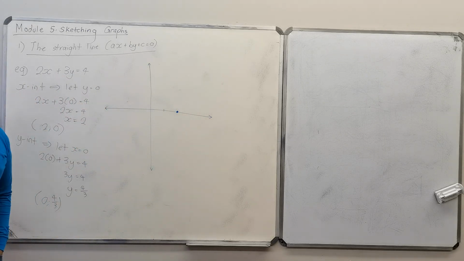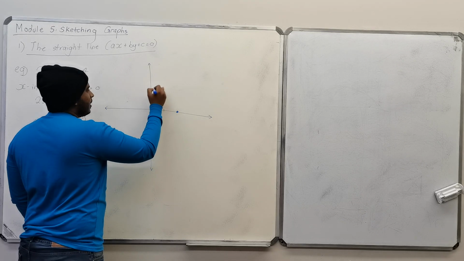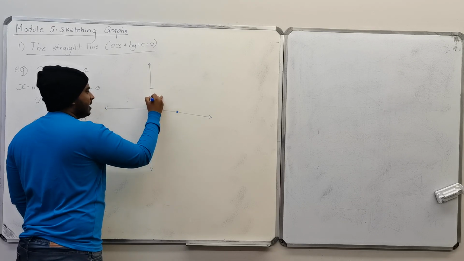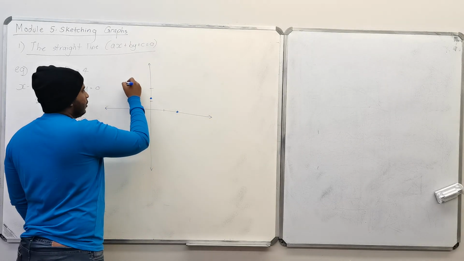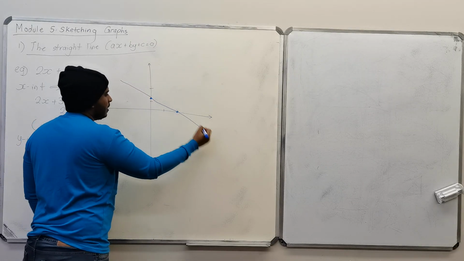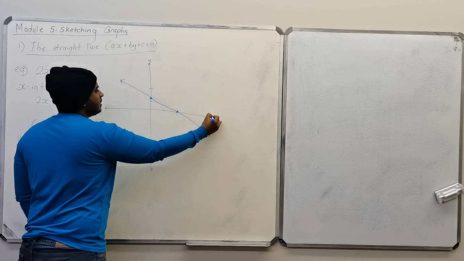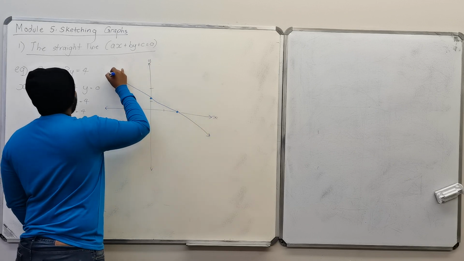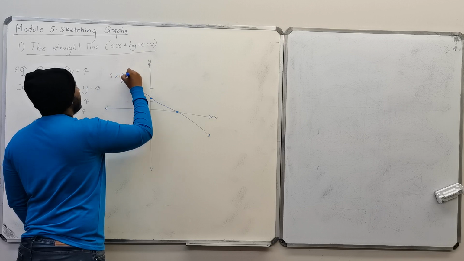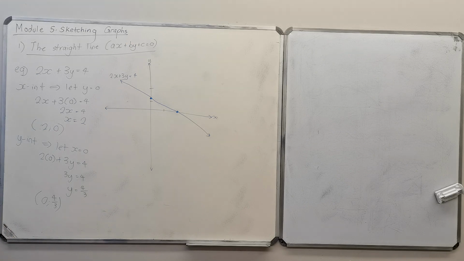And then 4 over 3 is how many? It's 1.333, right? So if this is 1.333, it's somewhere there. So this is your y-axis, this is your x-axis, and this is the equation 2x plus 3y is equal to 4. That's your graph. Right? So a straight line is fairly simple.